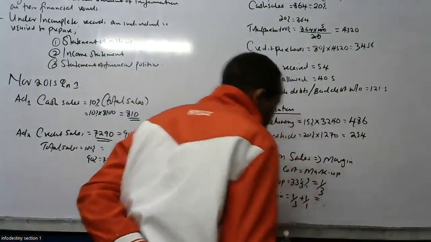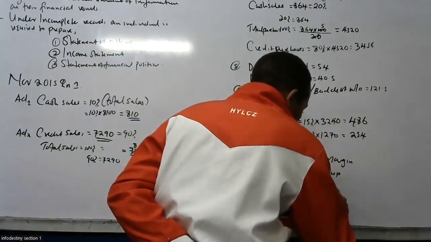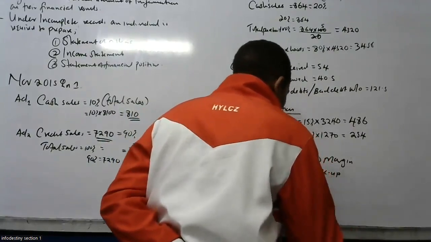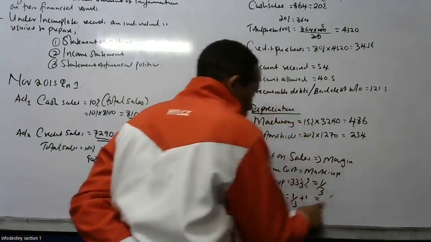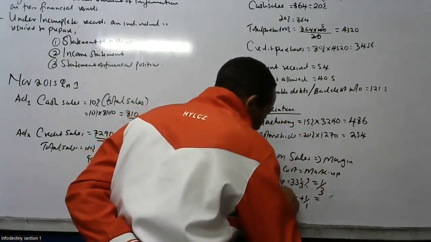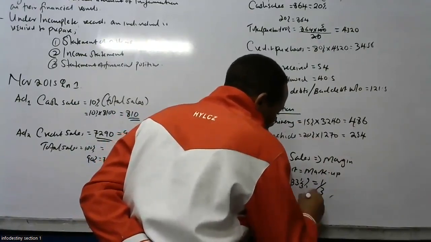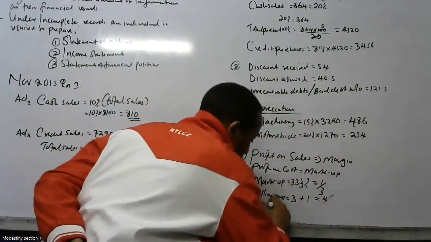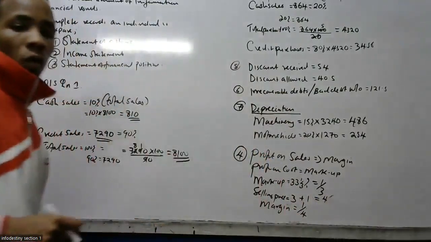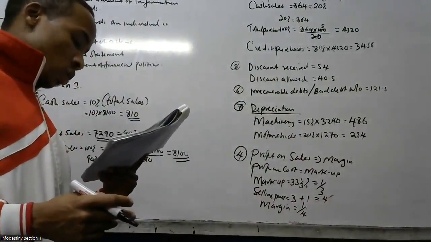Here we have 1, and this adds up to 4, which is the selling price. The selling price equals 3 plus 1, which is 4. Then the margin is the profit on selling price, 1/4.